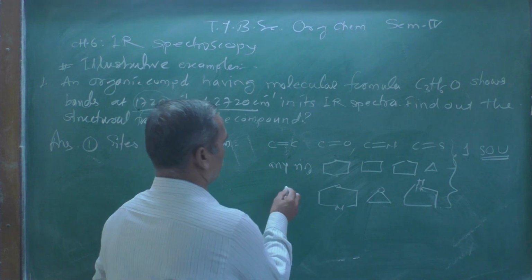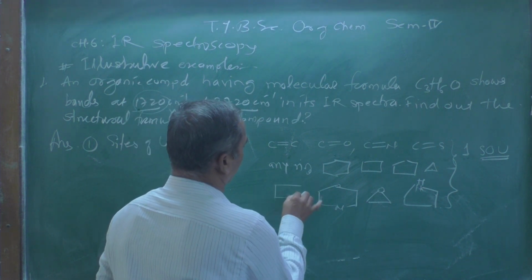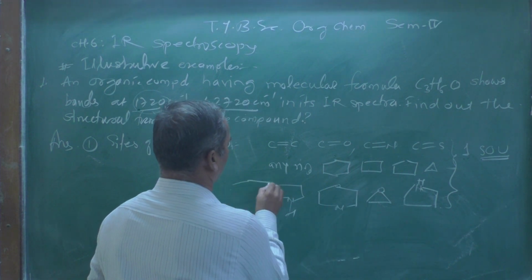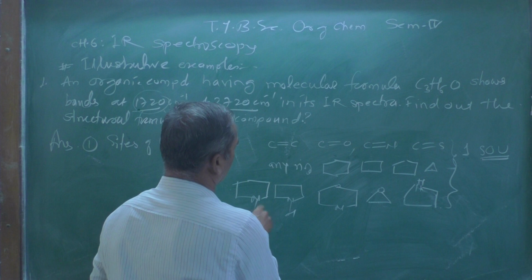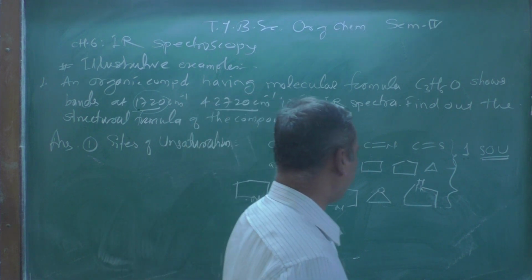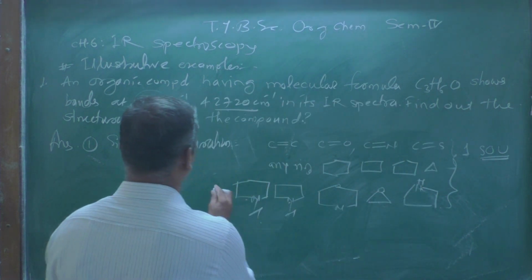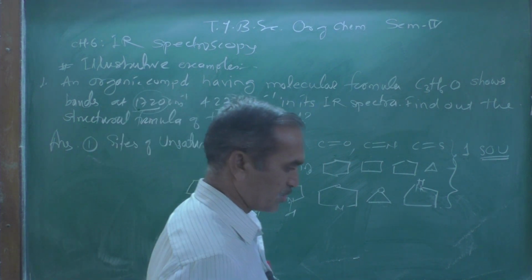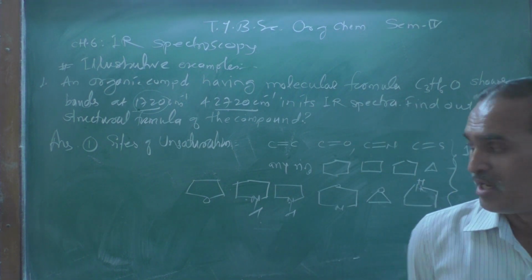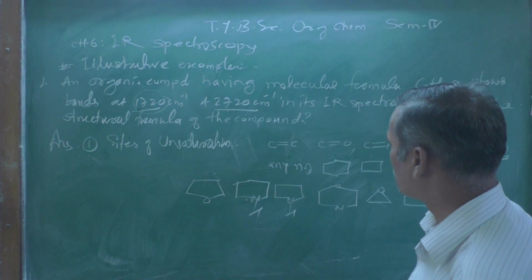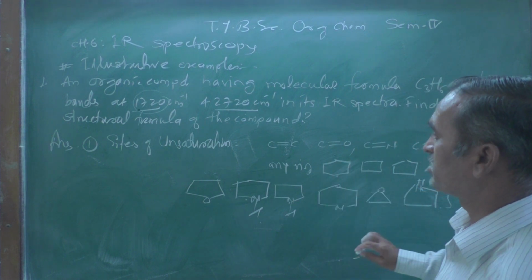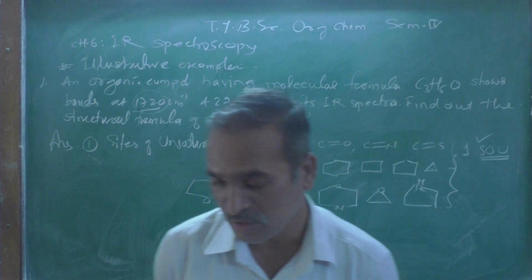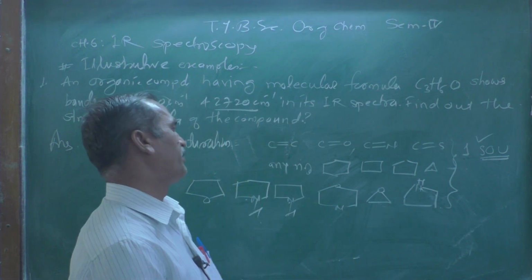Remember, this is piperidine, and as we know, all are sites of unsaturation. Or maybe this one is pyrrolidine, or this type of compound, maybe tetrahydrofuran, THF, as we generally call it. So these types of compounds exhibit one site of unsaturation. This is the one thing.